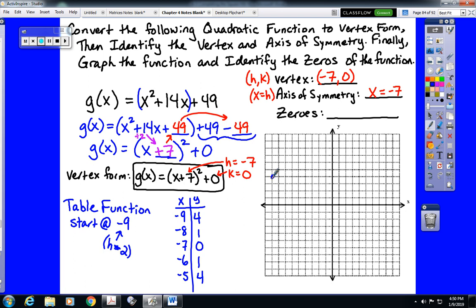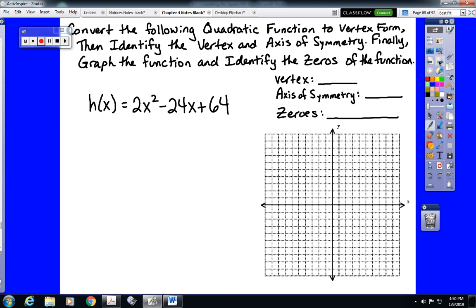So we are going to graph those points. It's worth noting that if we go out one more unit on each side, we would be at y equals 9. So negative 10, 9 and negative 4, 9 would also be points on this parabola. So we draw our curve through those points. That takes care of the graph. And then we look for x-intercepts, because that's what the zeros are. They are x-intercepts. Well, in this case, there is only one x-intercept at x equals negative 7. So the value negative 7 is a 0 of this function.